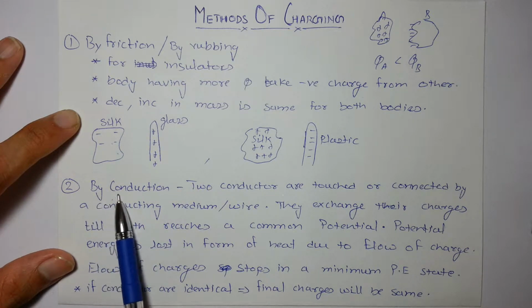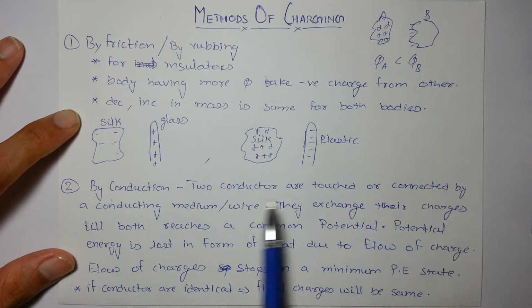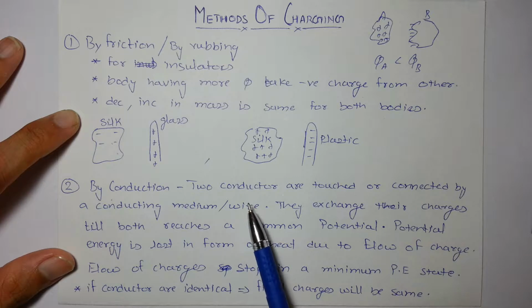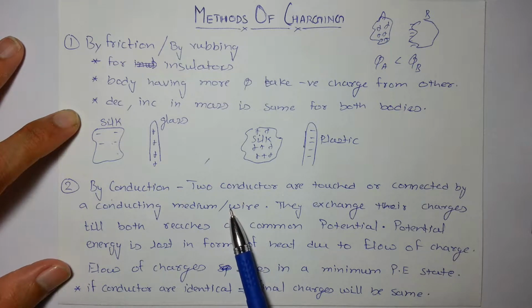The other method is for conductors. That method is called conduction. Two conductors are just touched or connected by a conducting medium, a conducting wire. You need not rub them. The movement of charge is almost instantaneous.